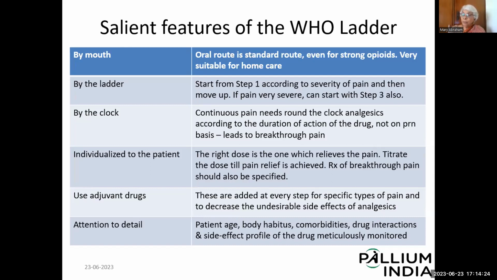And also the comorbidities. Does he have renal dysfunction? Does he have liver disease? Does he have any CNS problems? What are the drugs that he's taking? All that has to be factored in when you're prescribing the drugs according to the ladder.